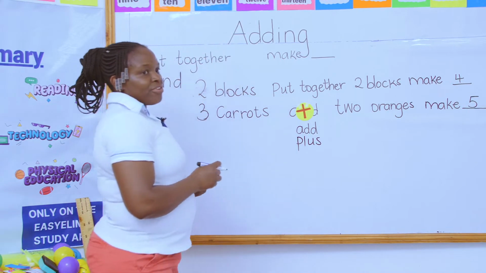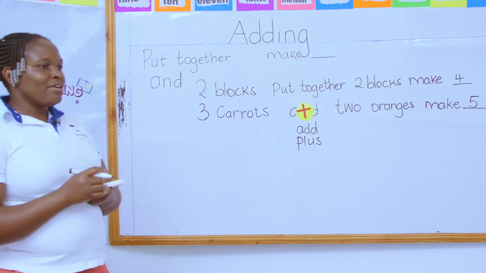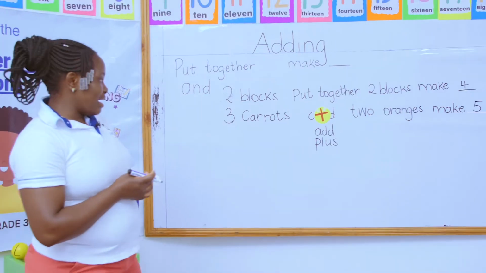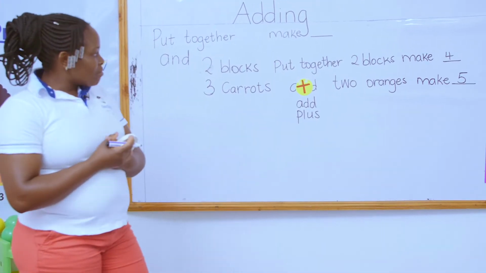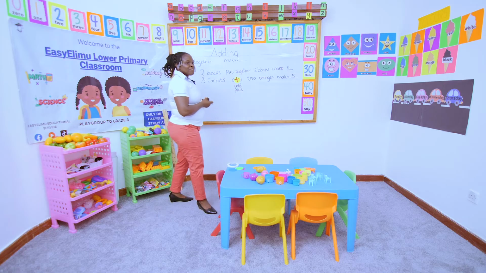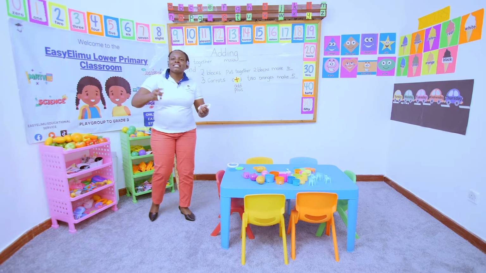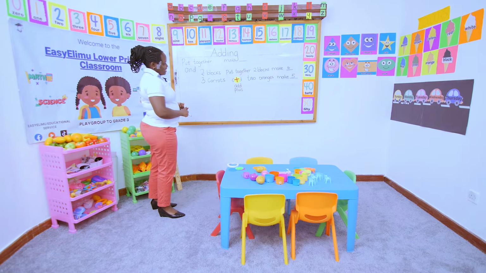Teacher, I got 100 in math and I got a 90 in English. That is a plus from your previous mark. You've added something. Teacher, when I was going home, my mother gave me 5 shillings. And yesterday, my daddy had given me 10 shillings. That is a plus. You have added something to what you had yesterday.